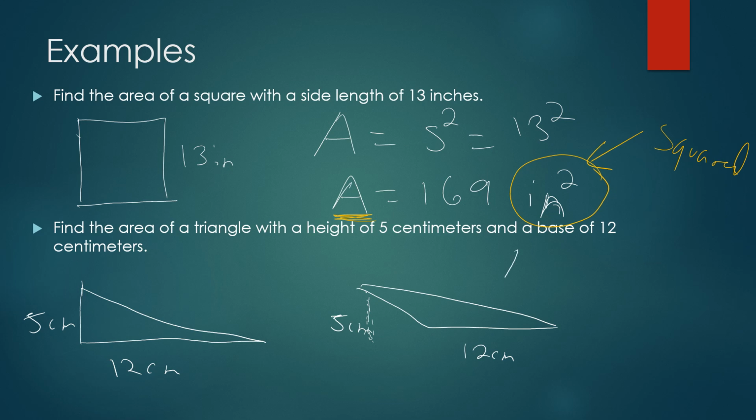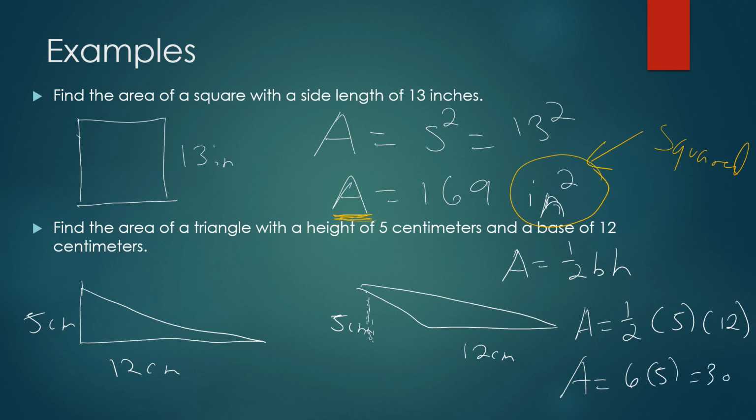But using the formula, we have the area of the triangle is equal to 1/2 the base times the height. So in this case, we have 1/2 of 5 times 12. Now what is nice is that since multiplication is commutative, I can multiply in any order I want. So instead of doing 1/2 times 5 to get another fraction, I can instead multiply the half by the 12. So A would then equal 6 times 5, which is 30, and then we have centimeters squared. So the area of the triangle would be 30 centimeters squared. That's it.